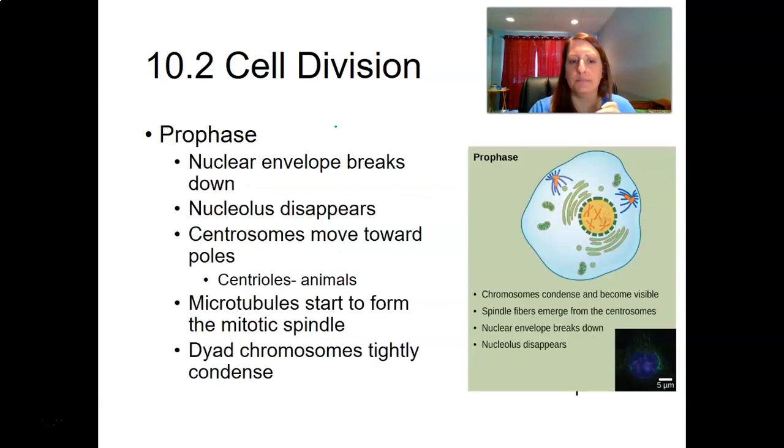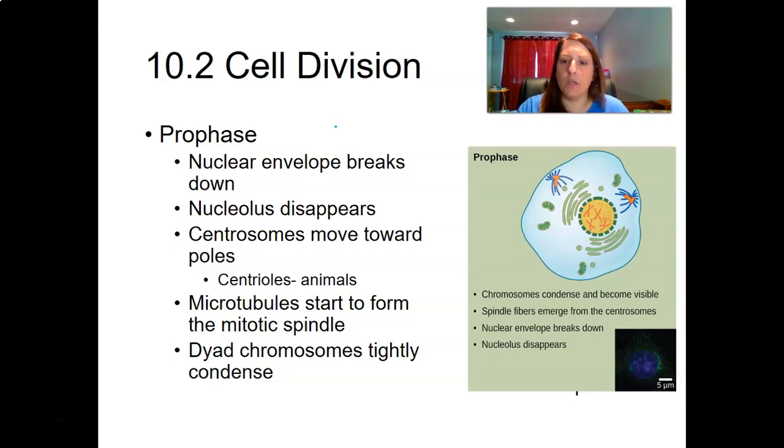Let's start with prophase. So during prophase, this is what's going to happen. The nuclear envelope, remember that double membrane structure that surrounds the nucleus that houses the genetic material, is going to start to break down or dissolve. The dark spots in the nucleus, called the nucleoli or the nucleolus if there's just one of them, remember that was the site of ribosome assembly. Those darkly stained regions found in the nucleus are going to also disappear.